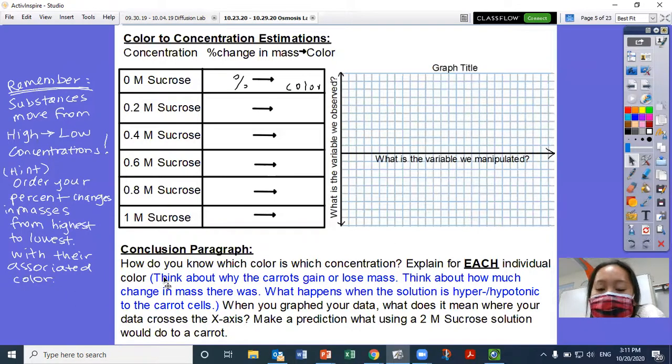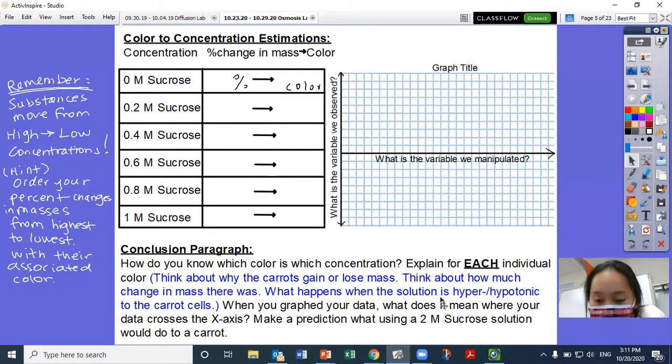You want to think about why the carrots gained or lost mass. You want to think about how much was gained or lost compared to another one, right? That's just like when you're separating. If like 3 of them all gain mass, they're all going to be gaining different percents of mass though.